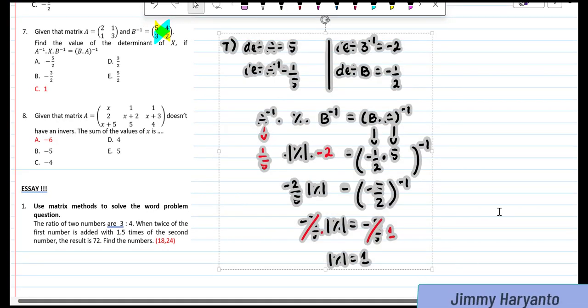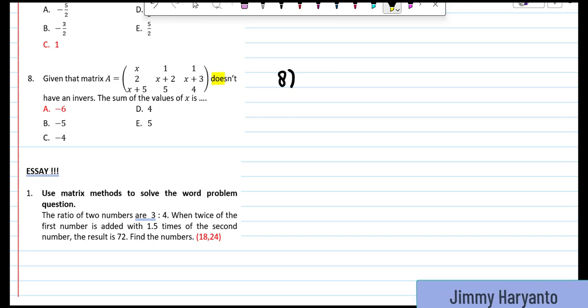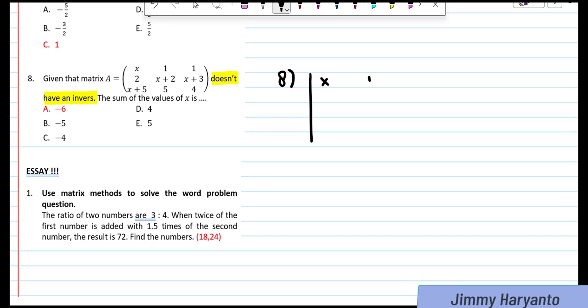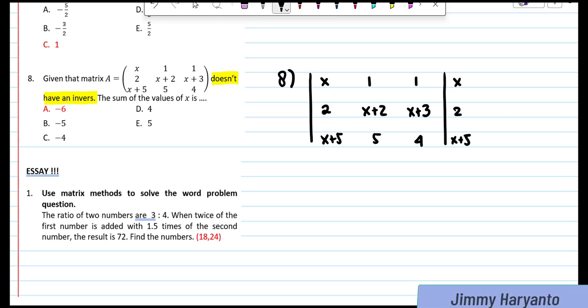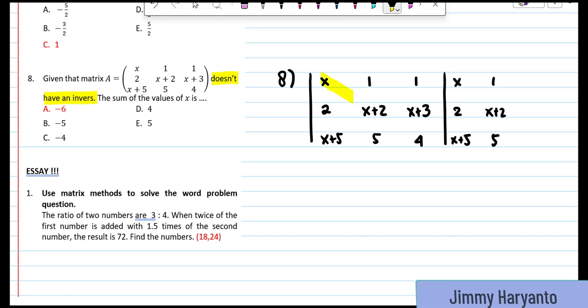Next is number 8. For number 8, the keyword is does not have an inverse. Yeah, so does not have an inverse is just like singular. That means the determinant have to be equals to 0. I will write down the question first like this: x plus 3, and then x plus 5, and then 5, and then 4, and then you write down, you copy the first two columns, okay, like that, and then you will start to find the determinant like that.